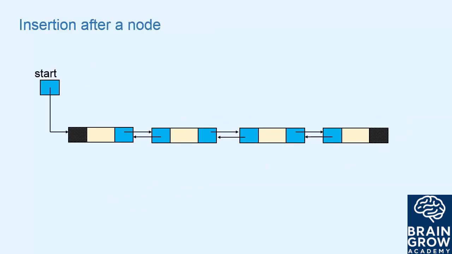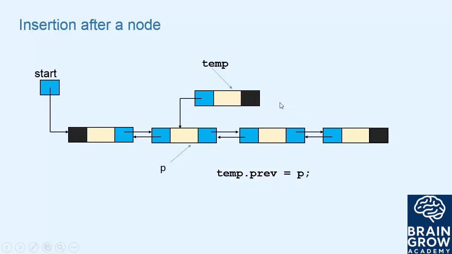Now we'll see how we can insert a new node after a node. Suppose we are given this reference p and we have to insert a new node after this node that is referred by p. So we allocate a new node. Now the previous part of this node should refer to this node. So we write temp previous is equal to p. The next part of this node should refer to this node. So we write temp next is equal to p next.